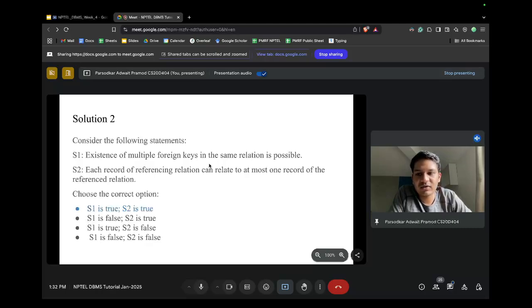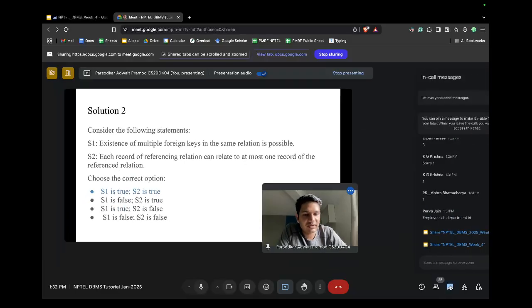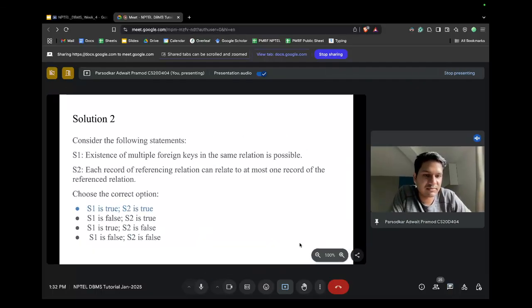And each record of a referencing relation can relate to at most one record of the referenced relation. This is also true because foreign keys are again keys, so they have to refer to exactly one record in the referenced relation. Therefore S2 is also true. Is this clear, or is there anyone who wants me to repeat this again?